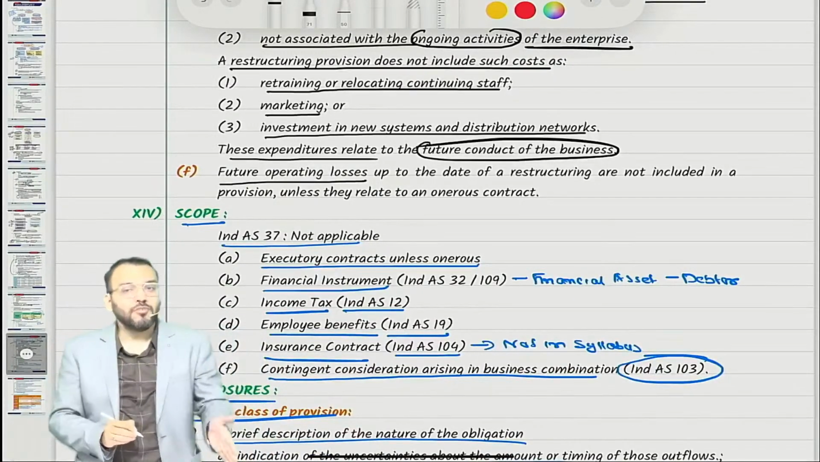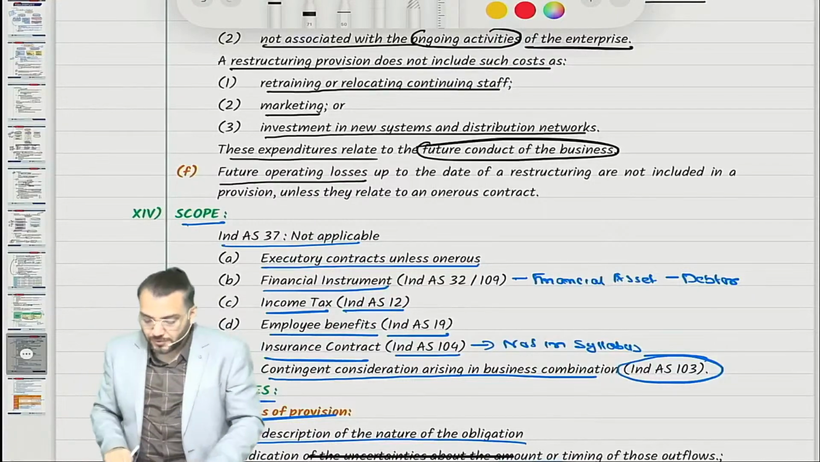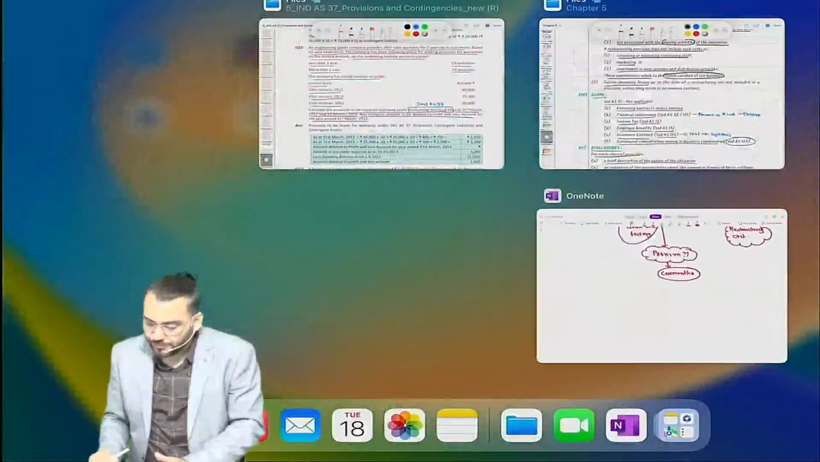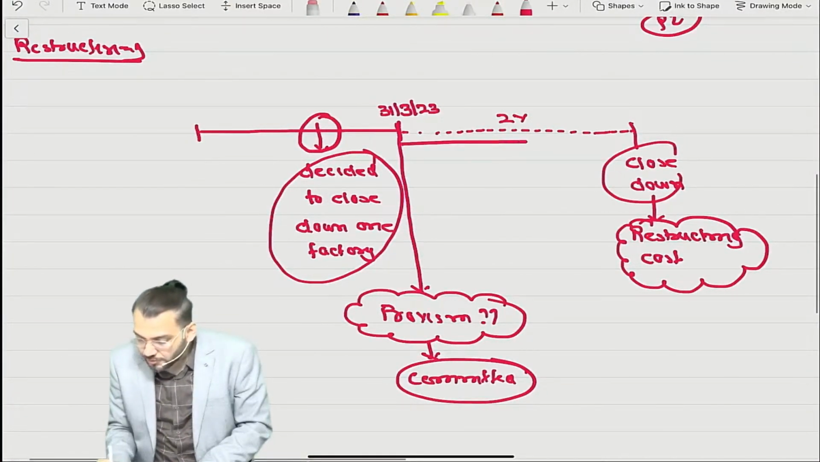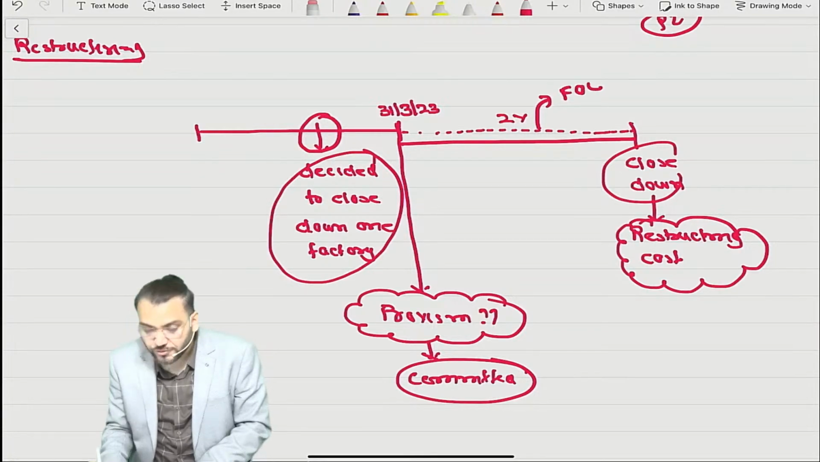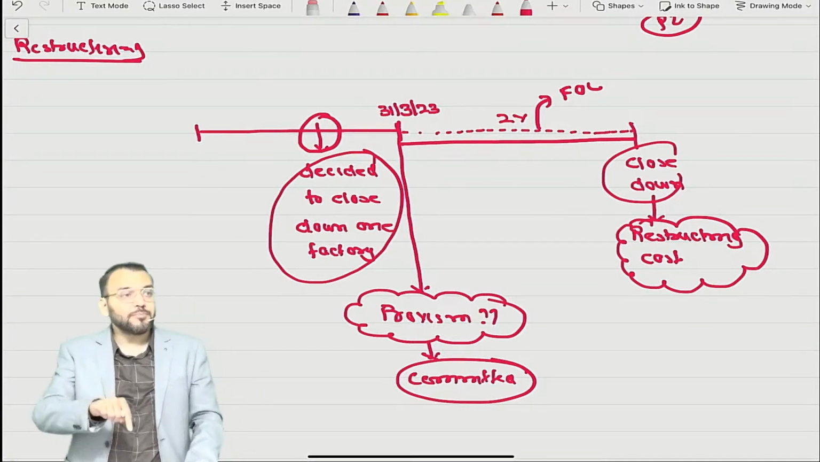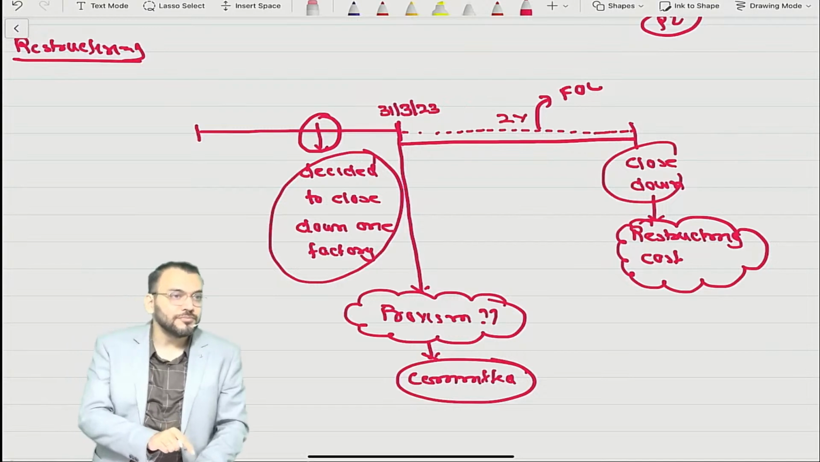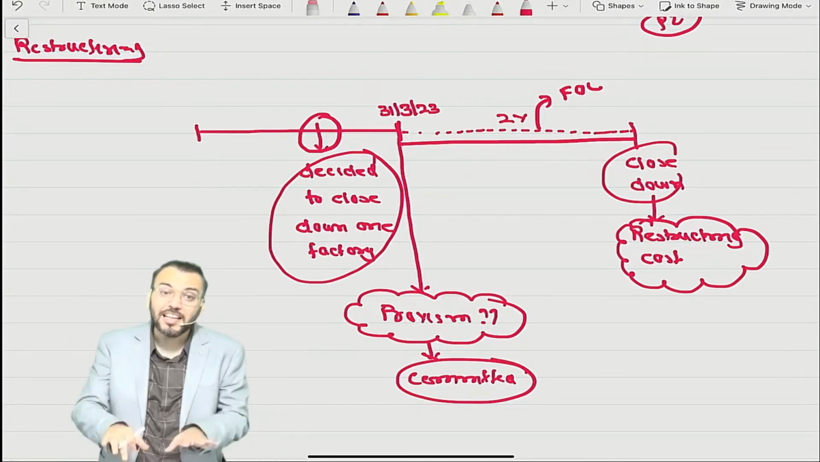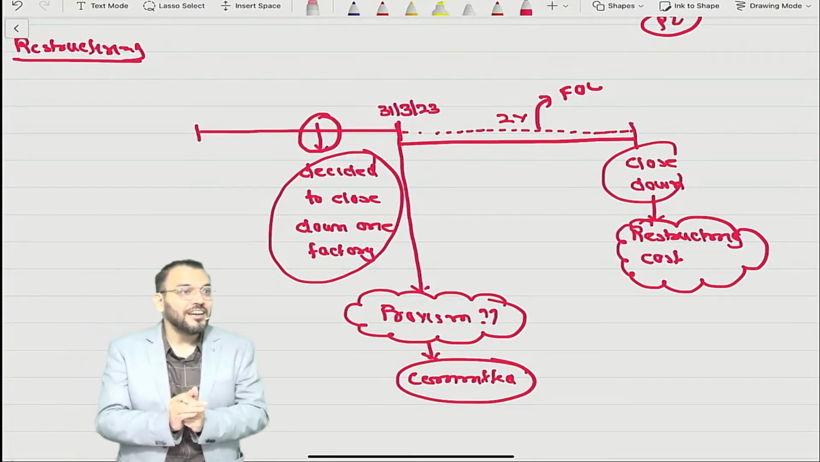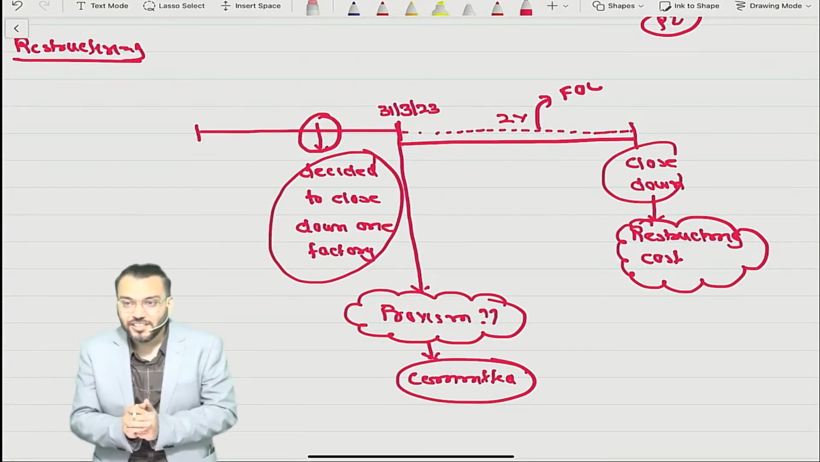Now, future operating loss. Just try to understand. Once you have taken the decision, from 31st March to the actual closure, you can see there can be some future operating loss. So should we create any provision for future operating loss? No, we should not create any provision for future operating loss unless the contract is onerous.